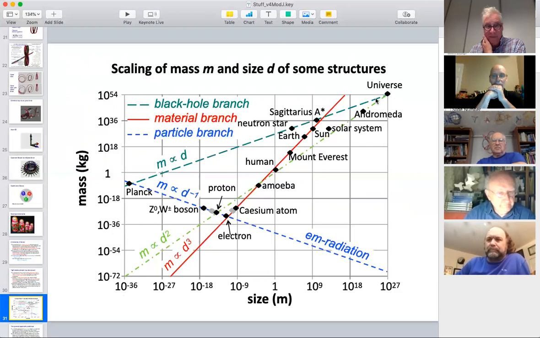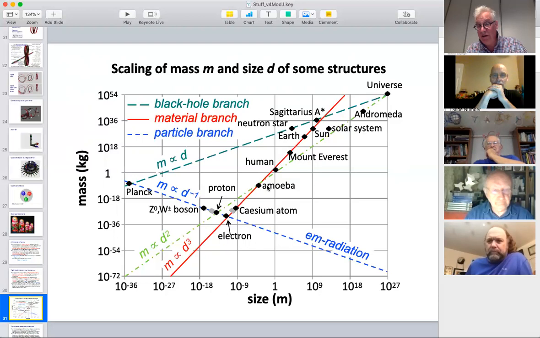Now let's put another few things that are interesting there, like a galaxy. Right, there's Andromeda on that scale. Here's the sun. Earth here. The mass is proportional to volume, so m is proportional to d cubed. That's a straight line on this graph. And so, for example, the human, an amoeba, Mount Everest, the Earth, the sun, they're all on that line. Of course, they get bigger, they get heavier, pretty much. They're all roughly the same density. So that's the density line.